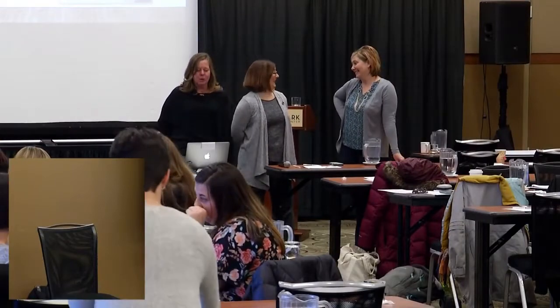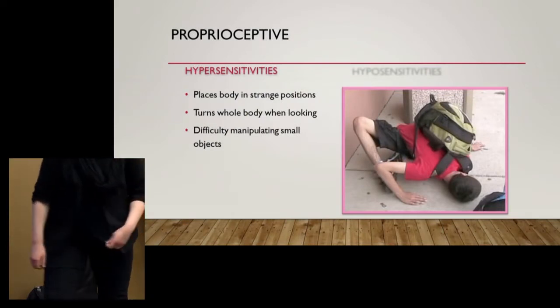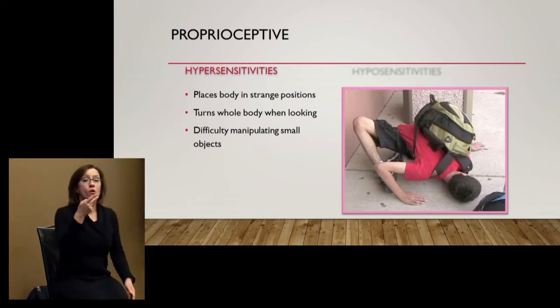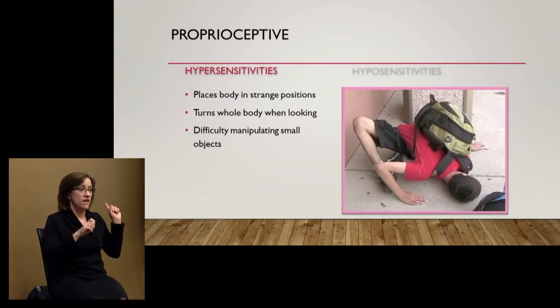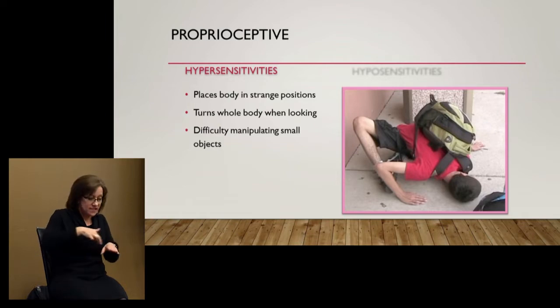Okay, let's look at proprioceptive. So hypersensitivity, you might see the child place their body in odd positions. This is Sam. I don't know if he could become more of a pretzel. But he was in those odd positions, so he's getting a couple of different types of input. He's also getting the warmth because that day the sun was shining on the sidewalk, and the sidewalk was actually warm, so he was putting his cheek and his face down on the sidewalk. So you may see them put their bodies maybe in strange positions. They may turn their whole body when looking, okay?